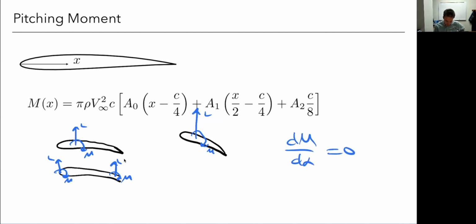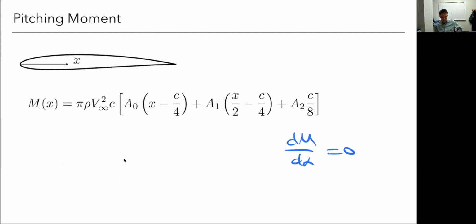So whether I'm here or here, at any angle of attack, the moment's not 0, but there's some point where the moment that I compute doesn't change with the angle of attack. So if we look at this expression, where would that point be? First of all, let's look at these terms. Where does angle of attack even appear in this equation?